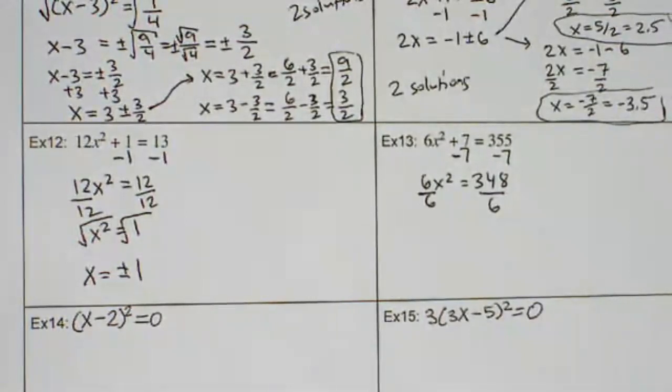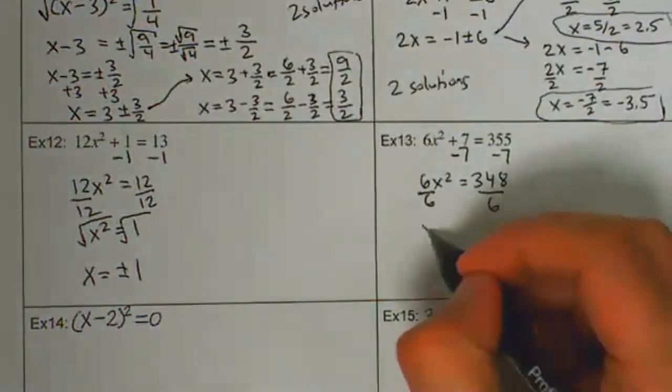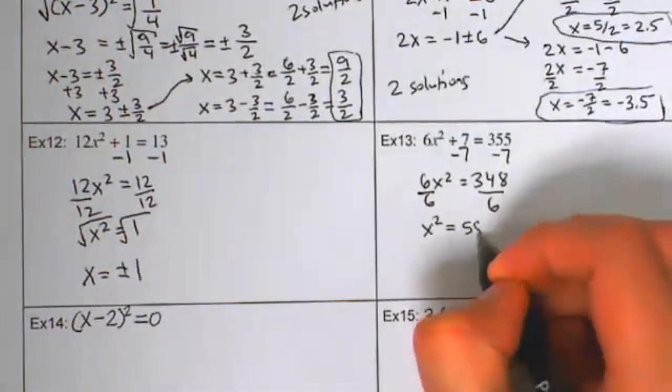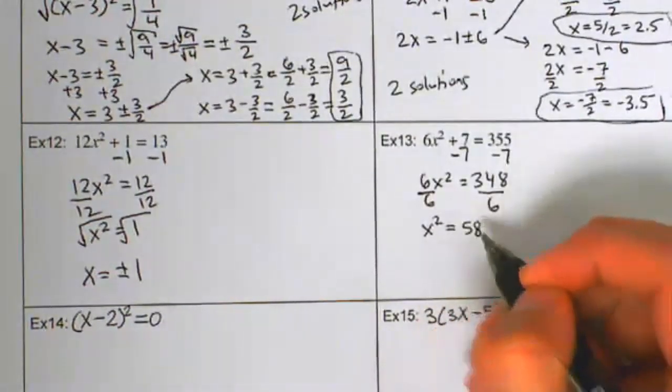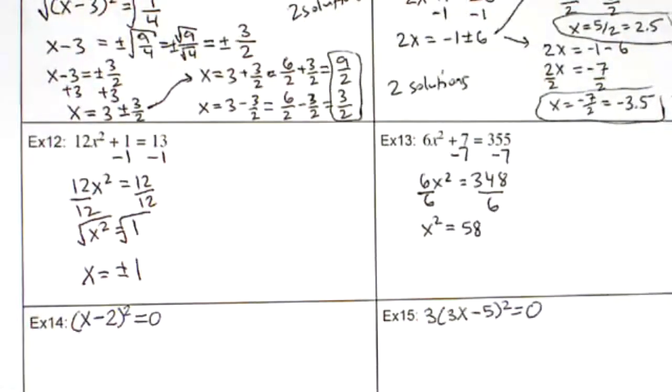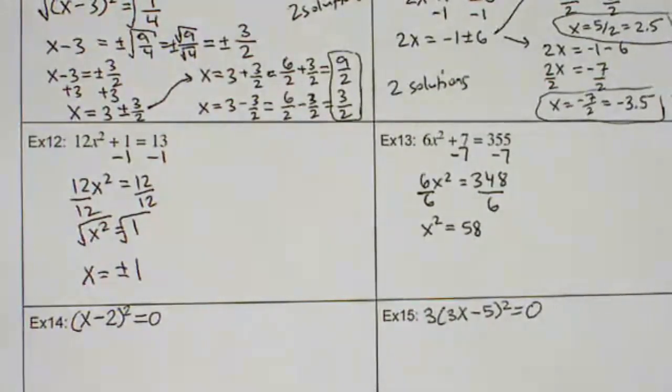And the calculator tells me that 348 divided by 6 is 58. So we have x squared equals 58. And I'm actually going to double check that just because I already anticipate this is not going to come out looking very nice.